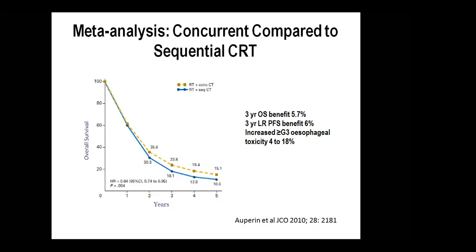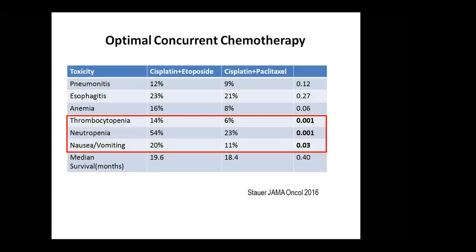Just to quote, there was a population-based analysis from the Dutch group, wherein they showed that of the routine patients that present to them in the clinic, the locally advanced, only 50% of them are eligible for concurrent CTRT approaches. And the numbers would be much lower for us in the Indian setting.